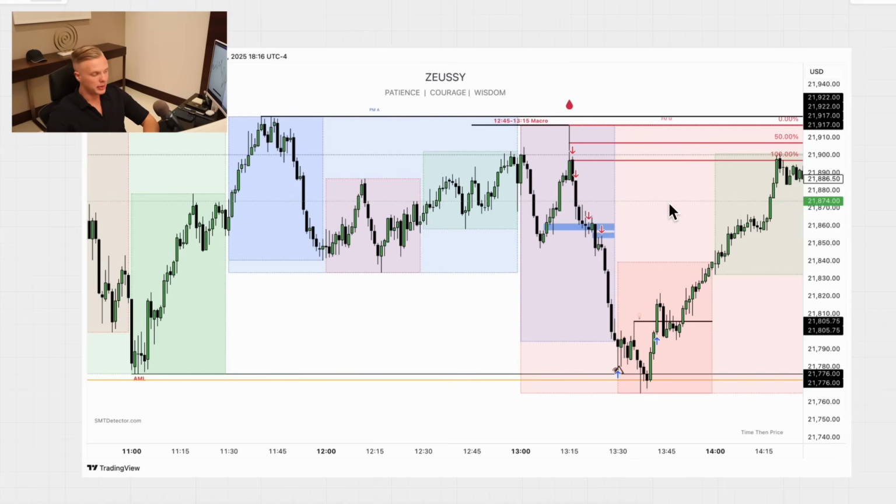And when you know the PD array matrix and you know the whole sequence to it, you're able to recognize when the rejection block takes place. And once you see the formation of the rejection block, you can then anticipate that the remainder of the premium matrix is going to deliver. But that's a whole topic for another time. I'm not going to be diving into that today.